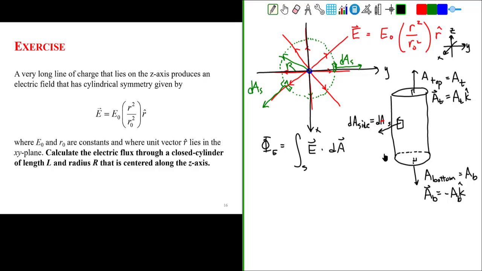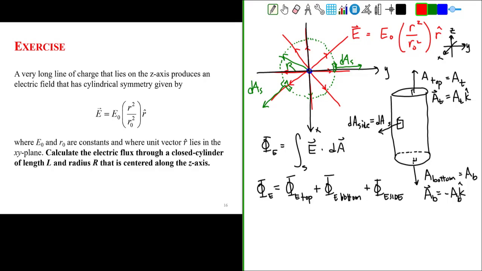We're going to have to evaluate the flux on each of the surfaces. The total electric flux will be the electric flux due to the top surface, plus the electric flux due to the bottom surface, plus the electric flux due to the side. Now, I already know that the electric flux through the top surface and the bottom surface will be equal to 0. And you're wondering, how do I know that?